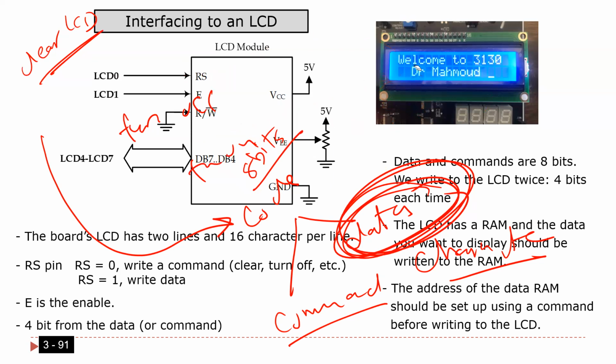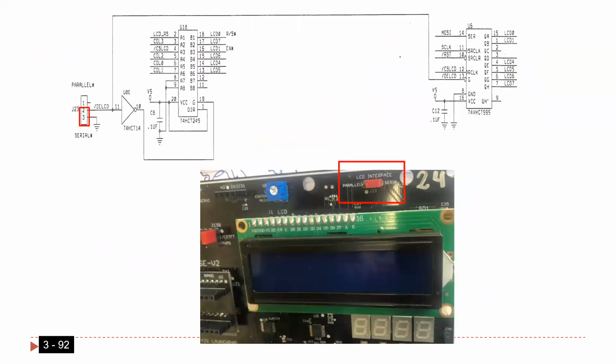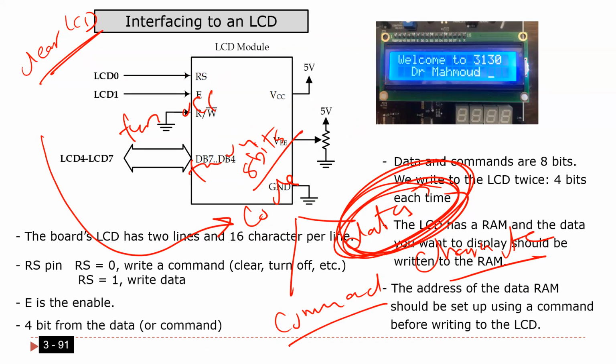If I want to display something like "welcome to 3130", I have to send characters one by one. So I have to send 8 bits for the ASCII of W, 8 bits for the ASCII of E, 8 bits for the ASCII of L, and so on. So you have to send, one by one, the ASCII of each character. Is that okay? Even space has ASCII. Even any special character has ASCII: plus, minus, percent, dollar sign. So all of them have ASCII.